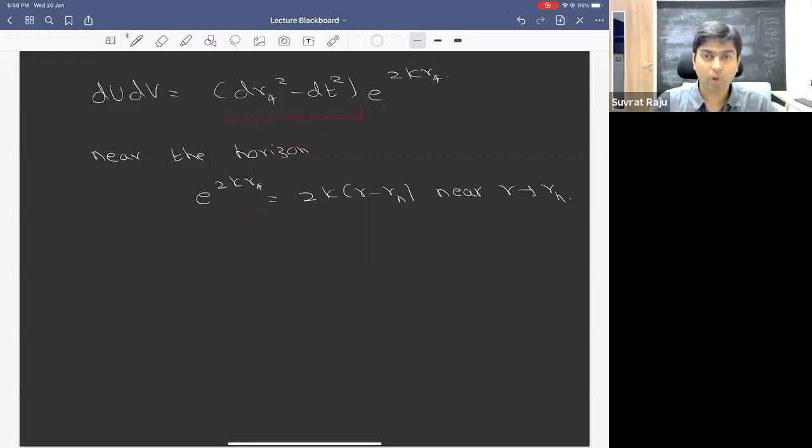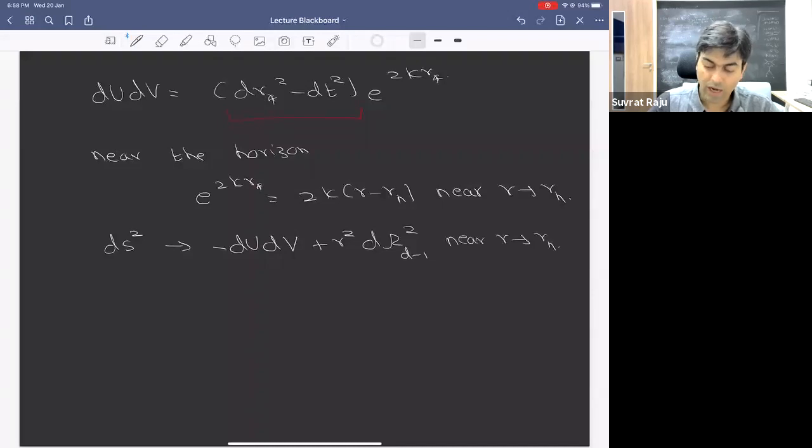Now, there was a constant that appeared, and you see the virtue of the choice of constant that we made in defining this r star. So in terms of these coordinates, the metric just looks like minus du dv plus r squared into d omega d minus 1 squared near r goes to r_h. There are other constants that people use in defining u and v, and in terms of those you might get different constants in the metric, but in terms of the constants that we have chosen, the metric really looks exactly like the metric of flat space near the horizon.